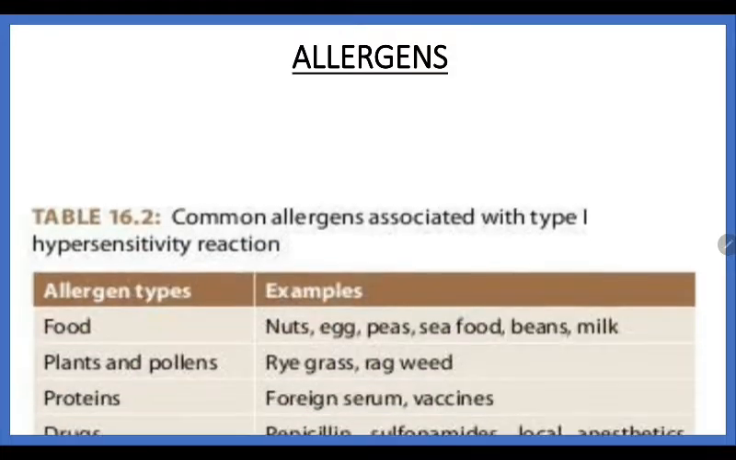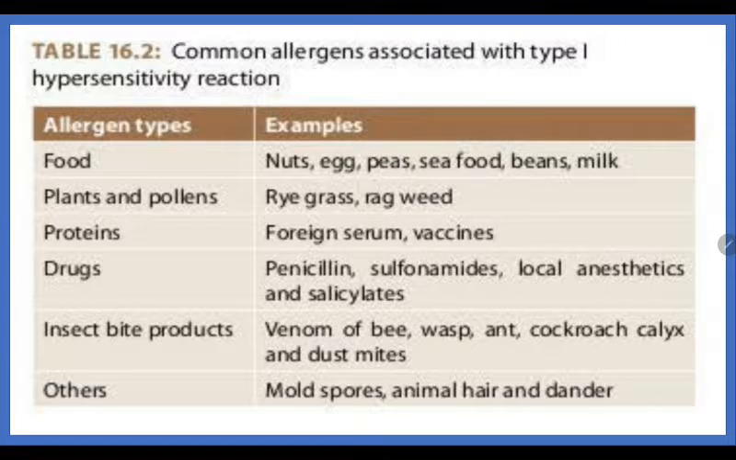Next, coming to allergens. Basically, allergens could be of different types, because one allergen for one individual is not the allergen for the other. Very commonly encountered allergens could be nuts, especially peanuts, seafoods, weeds, ragweeds, foreign serum and vaccine, penicillin-like antimicrobials, and then bee venom or animal hair and so on.